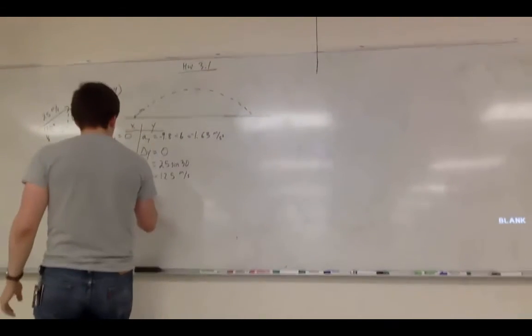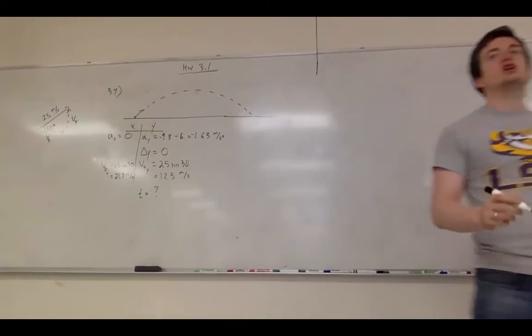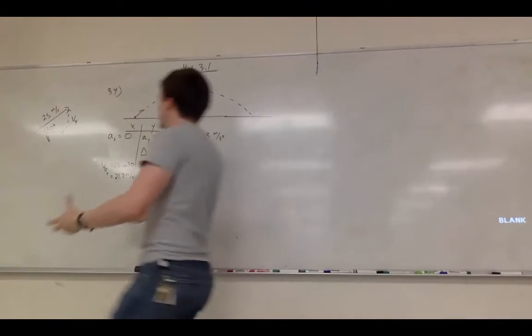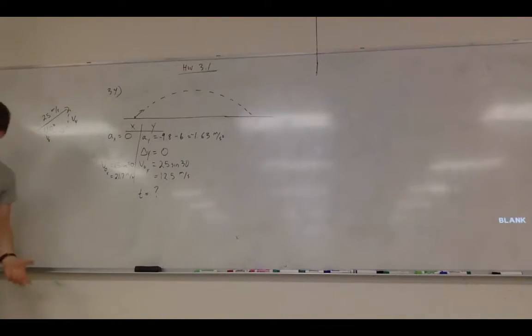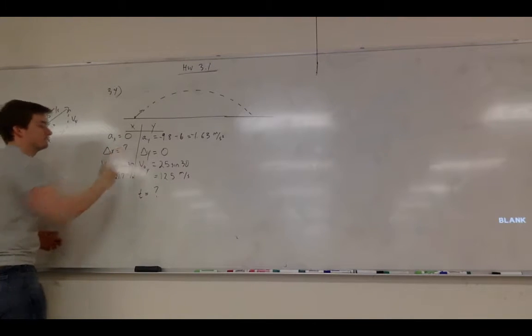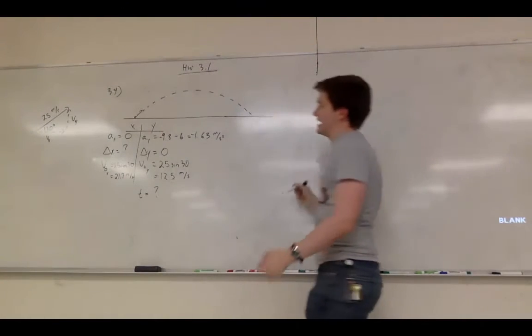Okay, so we recognize how these problems normally work. So we're pretty confident that we're going to have to find time with the eventual goal of finding, what are we finding? Delta x. And how do they phrase that in the problem? How far did it go? How far does the golf ball travel? Okay, nice. So we're going to need to find time first.